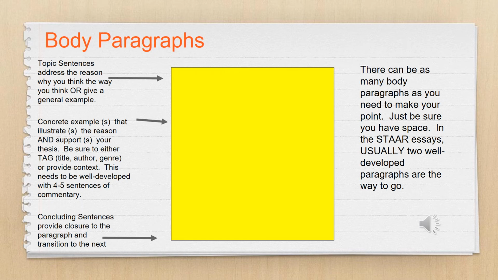The last part of the body paragraph is the concluding sentence. Its job is to provide closure to the paragraph. It can also provide transition into the next body paragraph. There can be as many body paragraphs as you need. Typically, in a STAR essay, you'll have about 2 body paragraphs with 2 very well-developed concrete examples.